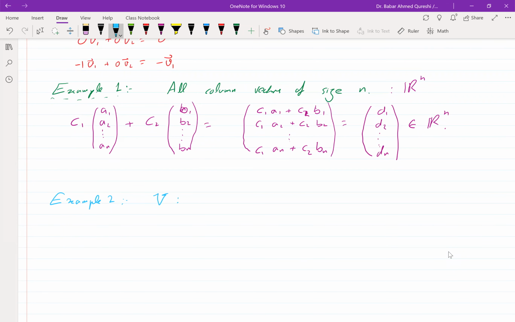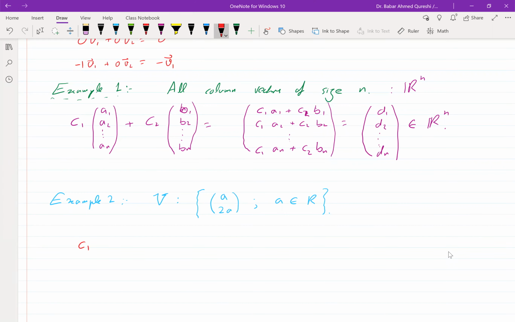So your space is column vectors of this form. So I'm not taking all the column vectors which have two components. I'm picking these specific kinds of column vectors. So is this a space, vector space?